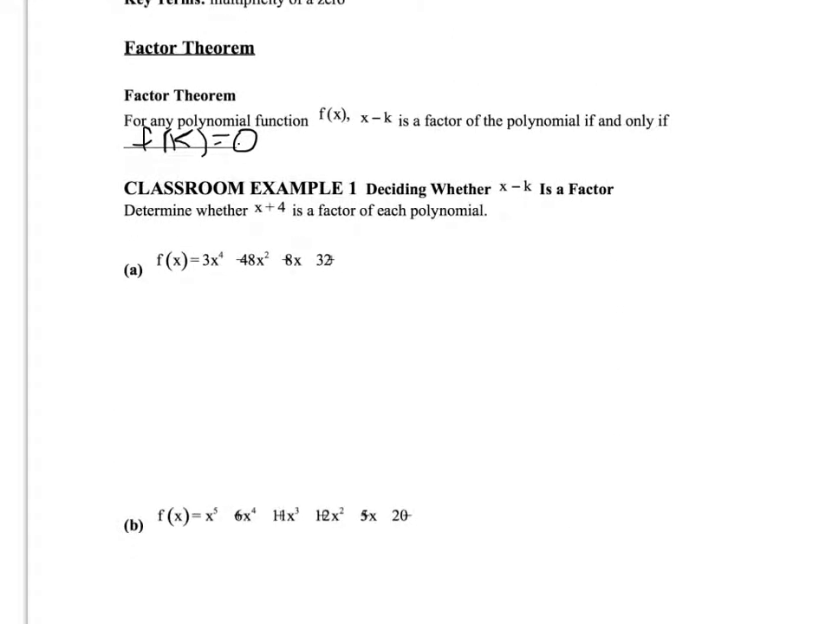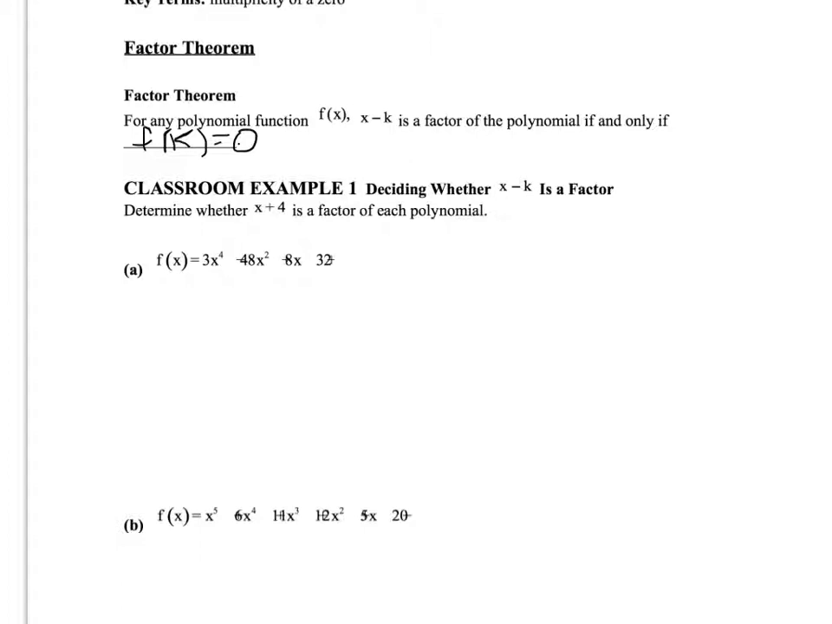If we need to determine whether this is a factor or not, let me make sure you can read the function clearly. You may have a little bit of an issue with the way some of the signs transferred in. This says that f of x equals 3x to the fourth minus 48x squared plus 8x plus 32. Now, if I'm going to use synthetic division, remember that I need to make sure that my polynomial is ordered in descending order and that any missing terms get a coefficient value of 0.